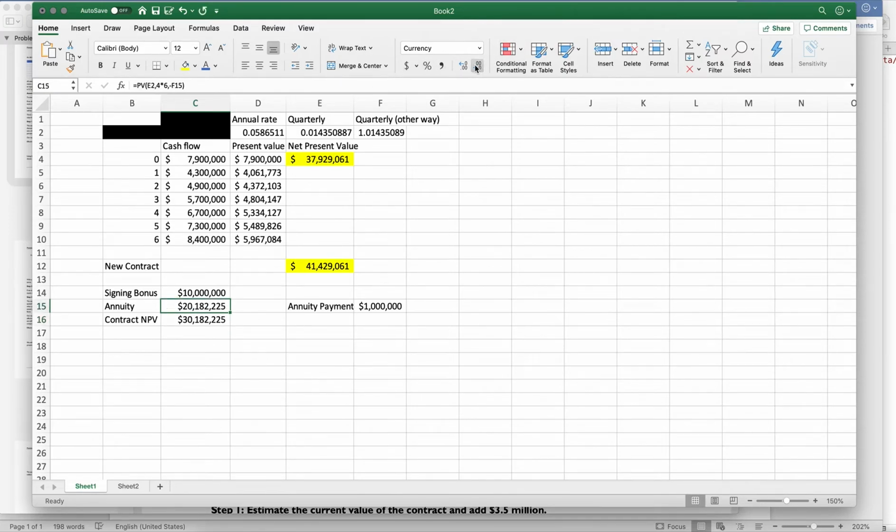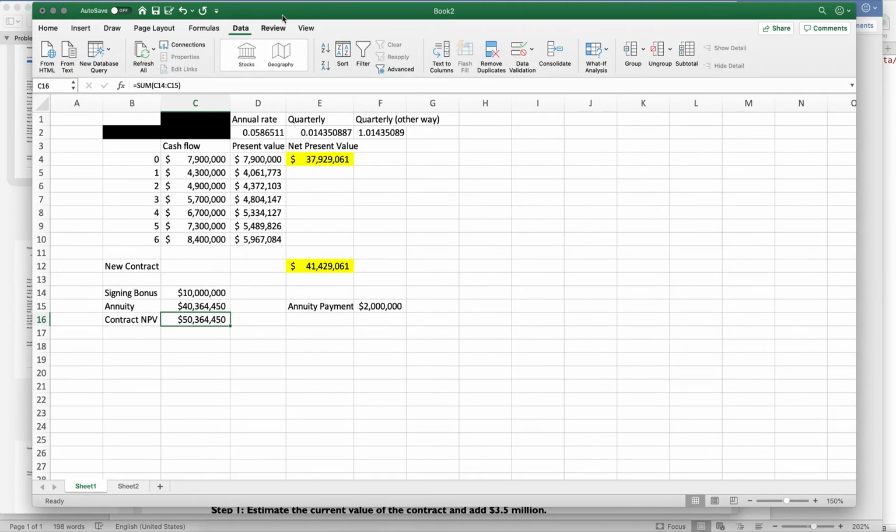So let's make that easier to read. Your contract value with a $1 million payment is 30 million. Now you can guess on this and change that to 2 million, and you get, that's too high, 50 million is too high, or we can just use goal seek.